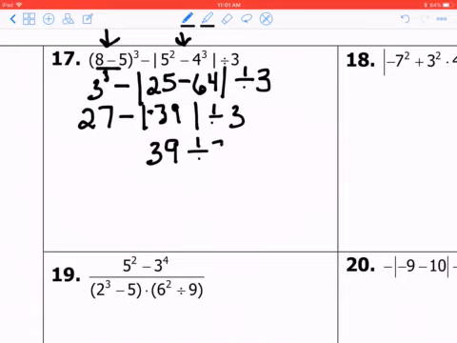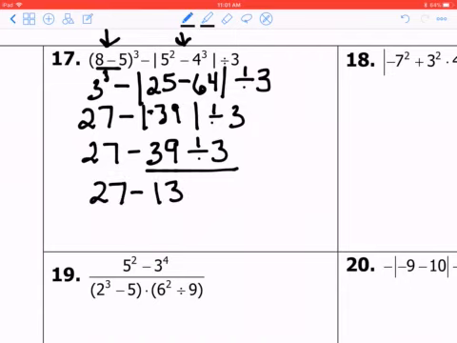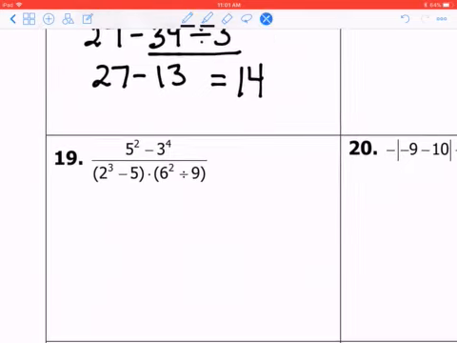And I'll drop everything down. Now I have to do my division. 39 divided by 3 is 13. Drop this down. And 27 minus 13 is 14. I know I'm going quick. Bear with me. Okay, 19.